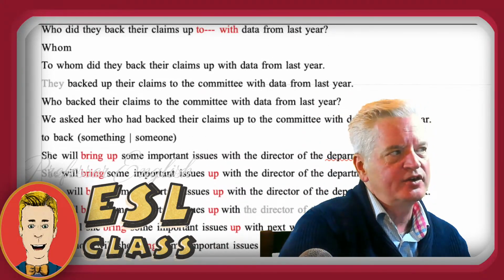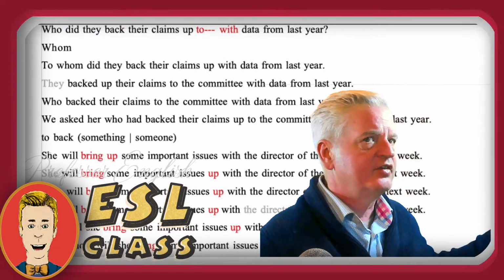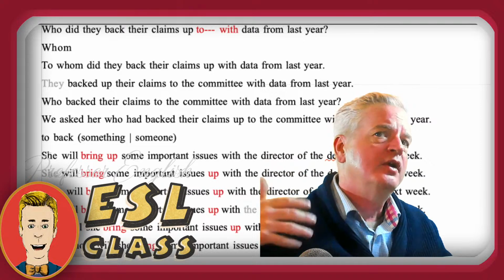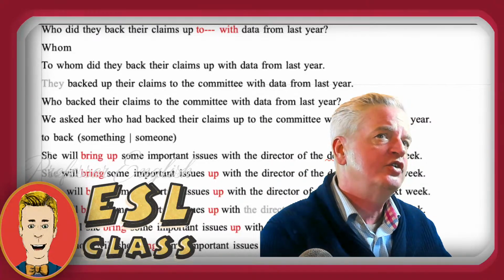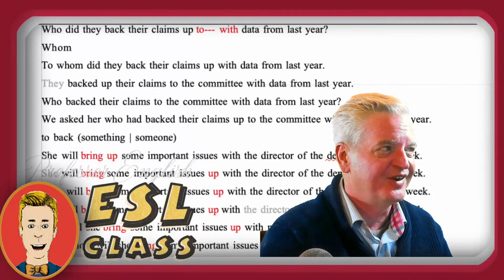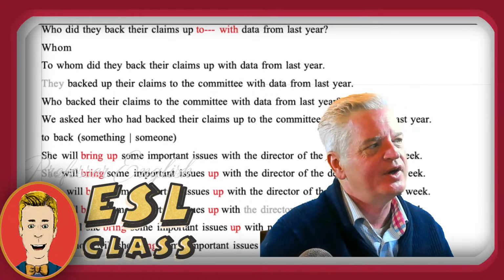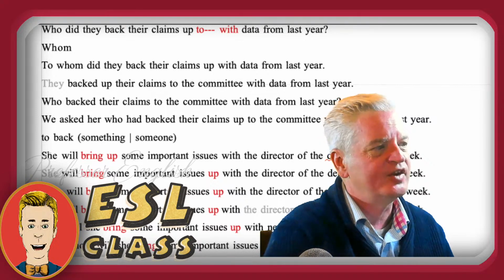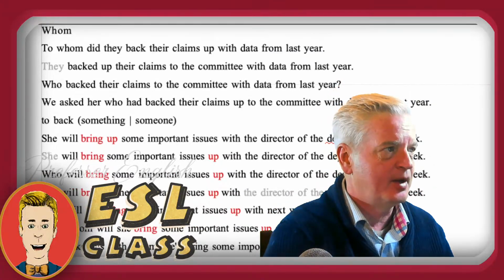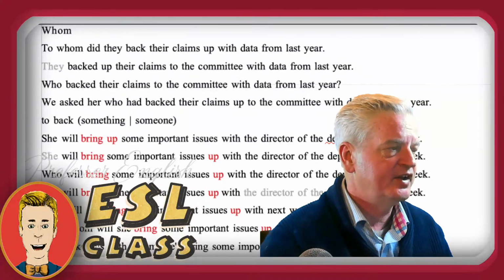Okay, now if you wanted to be formal, or maybe if you're writing something, instead of using the who to form, you might want to use the to whom form. To whom sounds very fancy if you talk like that. Most people wouldn't do that. But if you wanted to, you could make the question like this. To whom did they back their claims up? To whom did they back their claims up with data from last year?